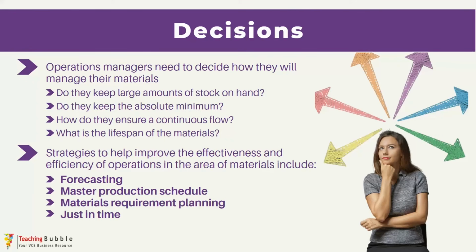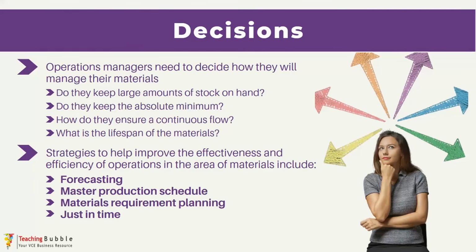So, how can a business actually strike the right balance? That's what we're here in this video for. We'll explore four key strategies, which are forecasting, master production scheduling, materials requirement planning, and just in time. Each strategy has its strengths and limitations, and we're going to look at each of those as we go through.